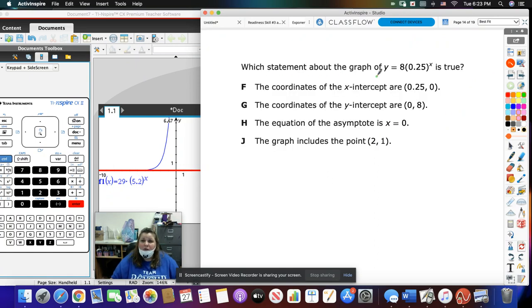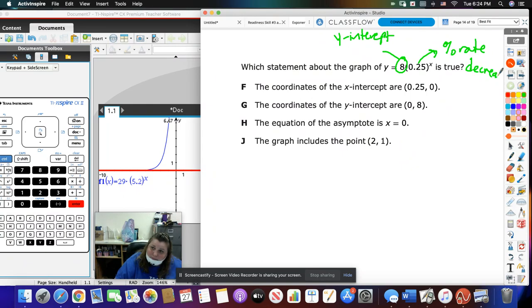Okay, next. Which statement about this graph is true? First off, we just look at that 8. We know this is our initial value or our y-intercept. This is our percentage rate. This is less than 1. I'm not going to go into that much detail, but this is our percentage rate. It's less than 1. We'll say it's decreasing. So we already know that.